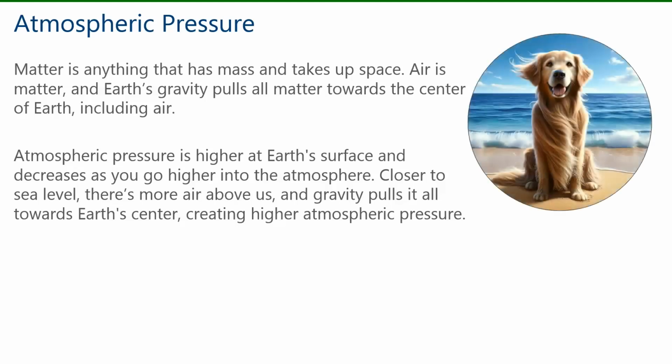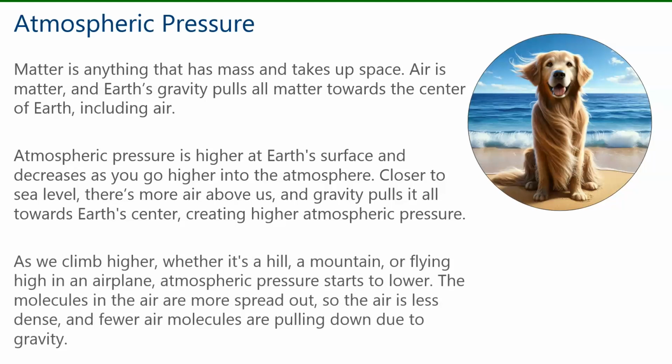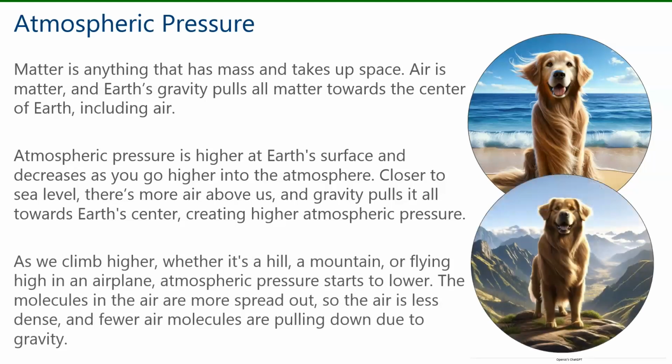Closer to sea level, there's more air above us, and gravity pulls it all towards Earth's center, creating higher atmospheric pressure. As we climb higher, whether it's a hill, a mountain, or flying high in an airplane, atmospheric pressure starts to lower. The molecules in the air are more spread out, so the air is less dense, and fewer air molecules are pulling down due to gravity.